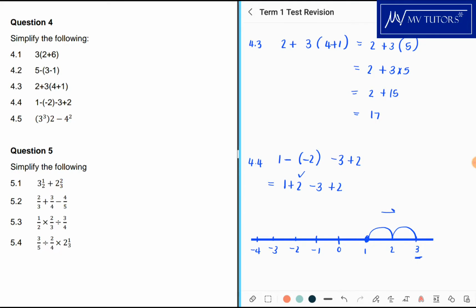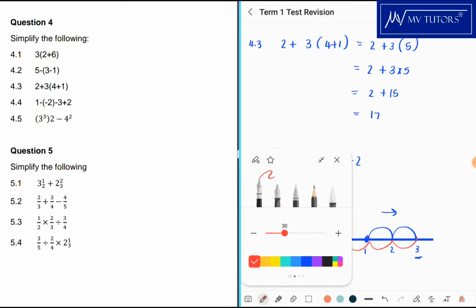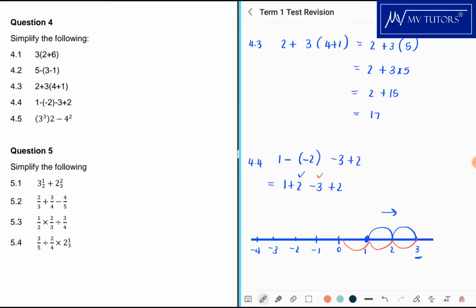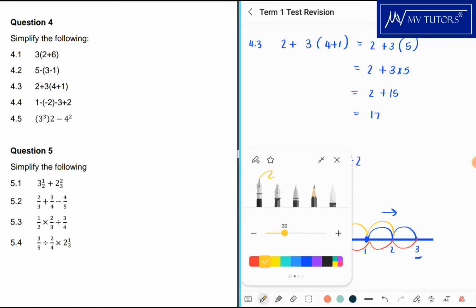Okay, if I'm adding, I'm going to the right. If I'm subtracting, I'm going to the left. So let us use another different colored pen to show that we're going to the left. So we're going minus 3. 1, 2, 3. Now I'm at 0. So I'm done with that. And then I add 2. My goodness, what a runaround. 1, 2. So my answer then is 2.